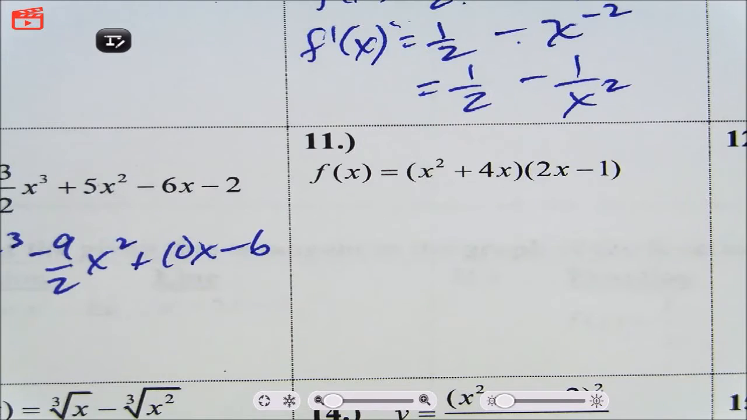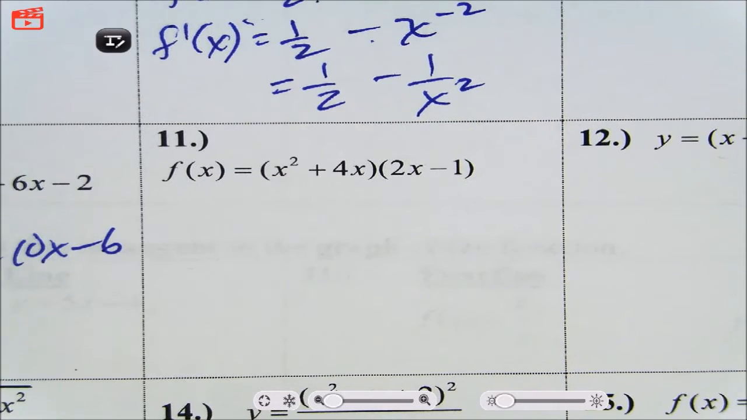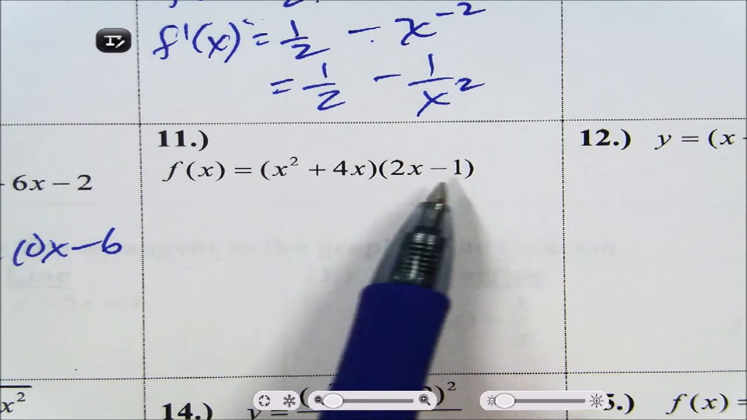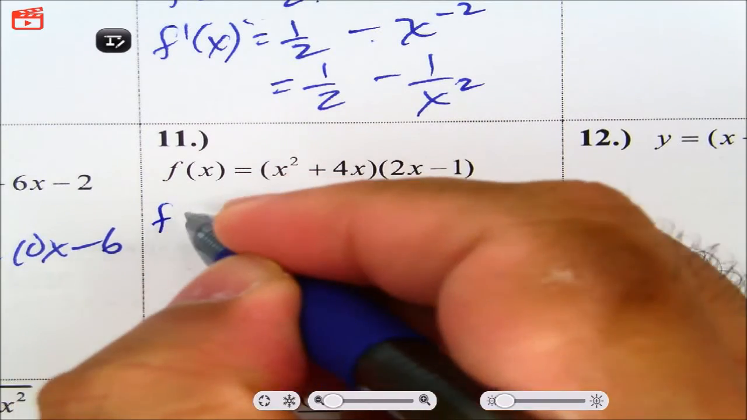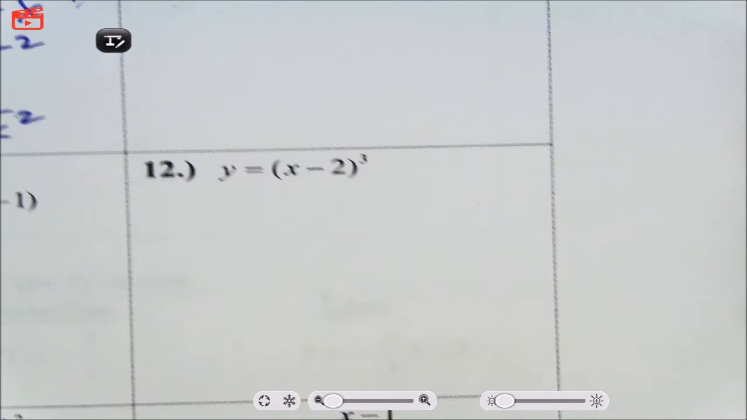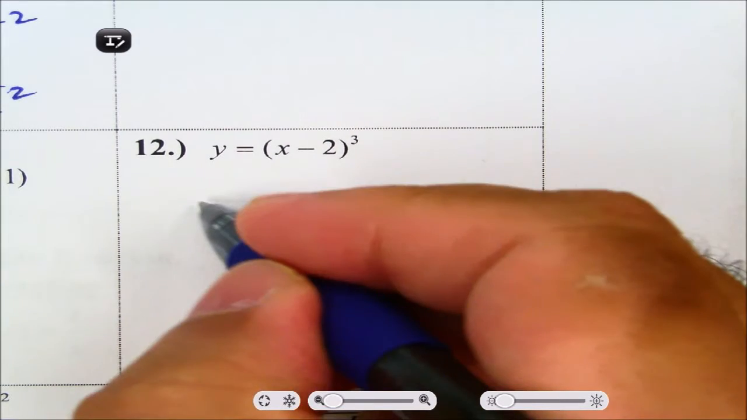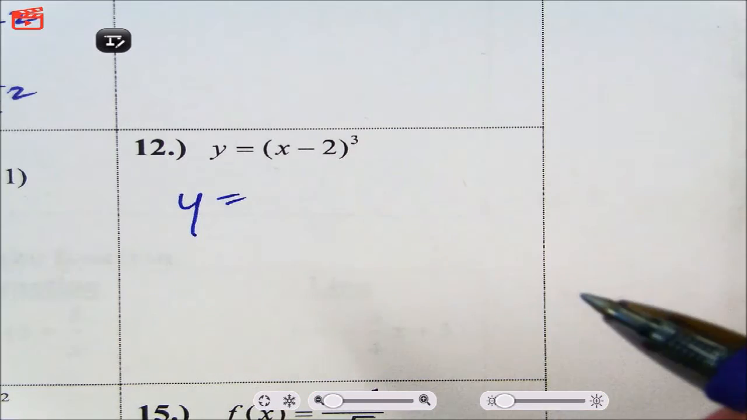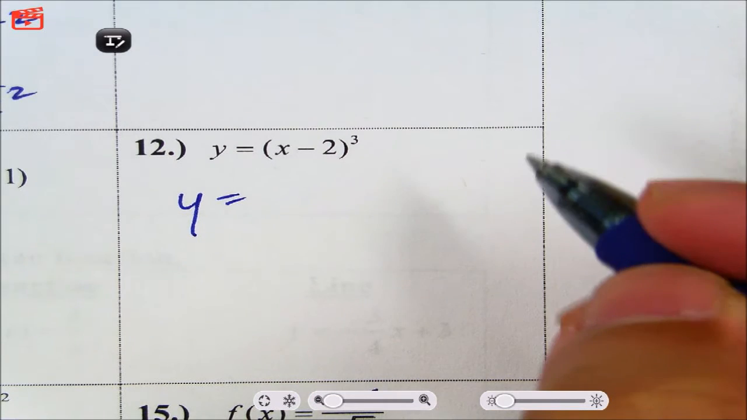Number 11, there's algebra involved here. We haven't learned a rule for products yet. Number 12. So more algebra first. Go ahead, is that to the third power? Yeah.